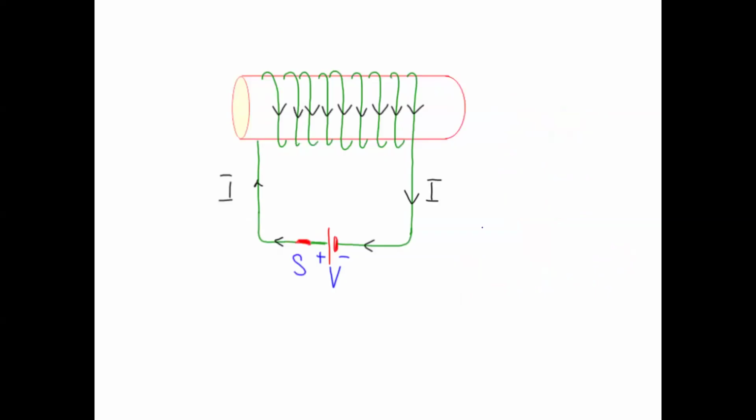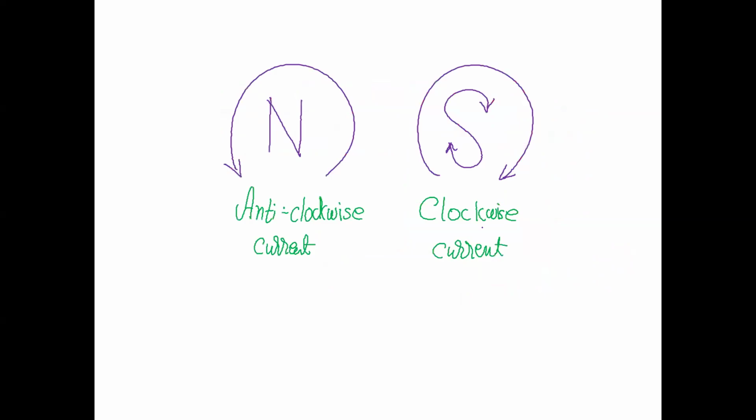If you look from one side of the solenoid and you find the current is clockwise, suppose this is the solenoid. Do not look from this side, look at it from this view. So if you see the current is clockwise, what pole will be formed there? South pole.